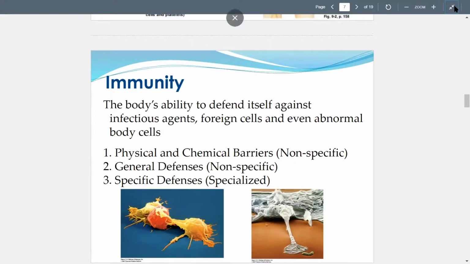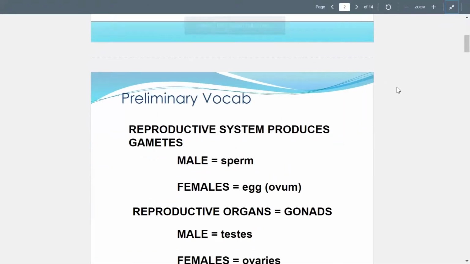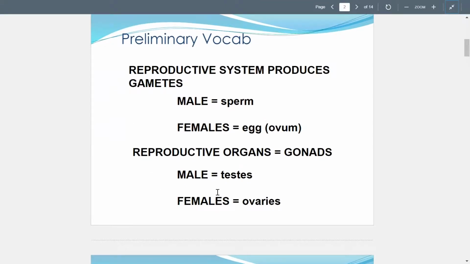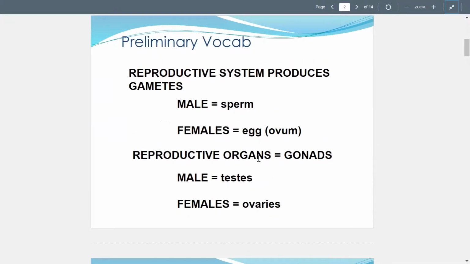Moving on to reproductive. Specialized is the same as specific. You should be familiar with the vocab now. Gametes are the sperm and the egg, the ones that carry your DNA. The gonads are the reproductive organs, like the testes and the ovaries. The gonads make the gametes.